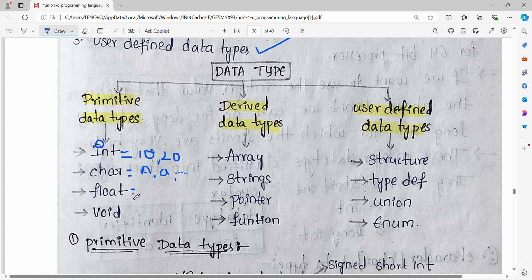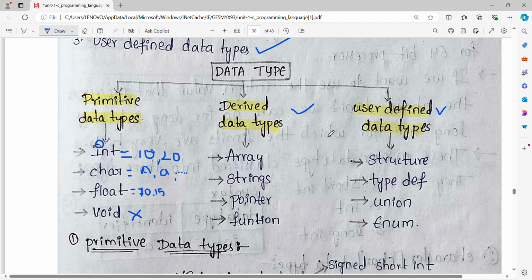Float can be represented with decimal values, like 70.15 as I said previously, because it has a decimal point or fractional part. Okay, float. So finally we have discussed the primitive data types. Derived data types and user defined data types will be discussed later.